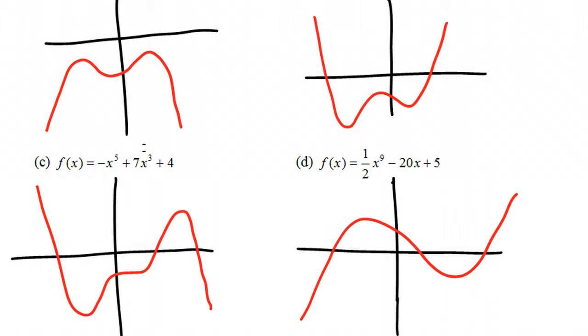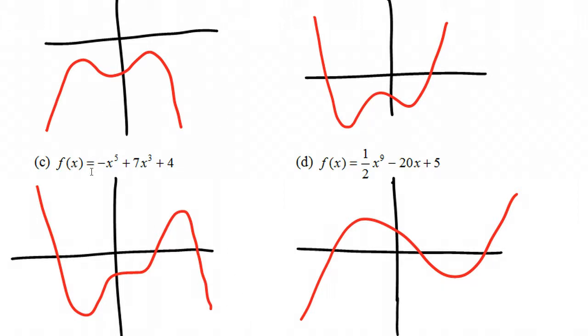If you do 10 cubed, you get 1,000. 7 times 1,000 is 7,000. That's pretty big. But if you do 10 to the fifth, it's much, much, much bigger. 10 to the fifth is 100,000. So you'd have negative 100,000 plus 7,000 plus 4, about negative 93,000. So if you're way over here at 10, it's going to be way, way down at negative 93,000.